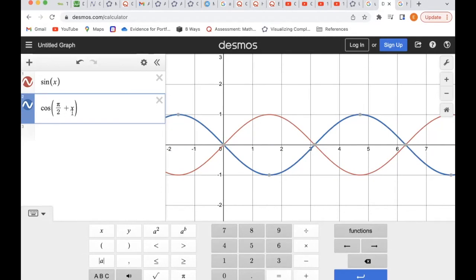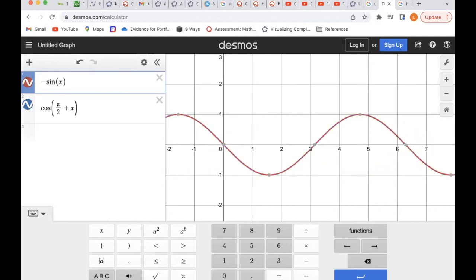And that's because if we remember our value, cos of pi on 2 plus x actually is equal to negative sine theta because it's in quadrant 2. If I put a negative there, you can see now they completely match. So it matches with our graphs. It kind of makes sense based on the unit circle of when I'm plussing and when I'm minusing.